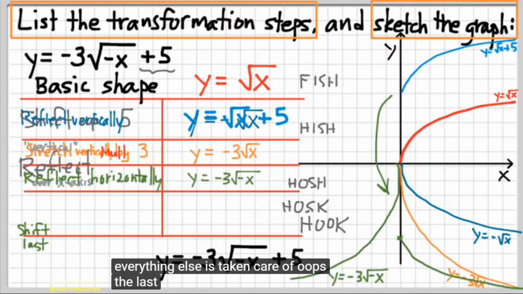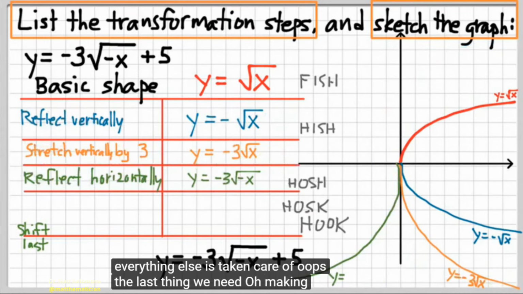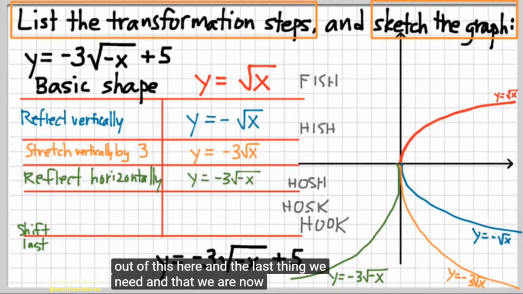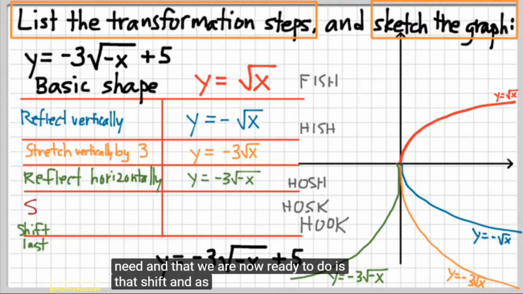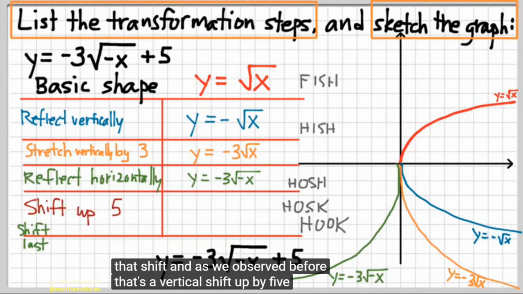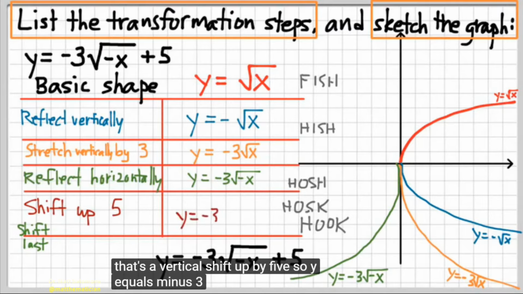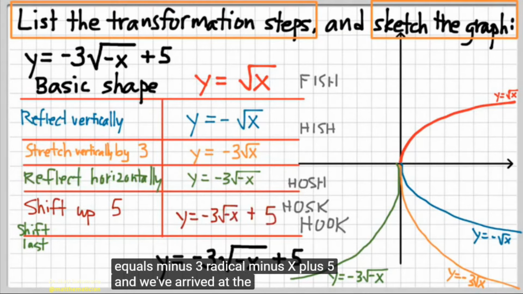Oops. And the last thing we need. Uh-oh. Make a mess out of this here. And the last thing we need, and that we're now ready to do, is that shift. And as we observed before, that's a vertical shift, up by 5. So y equals minus 3 radical minus x plus 5. And we've arrived at the equation that we were looking for.